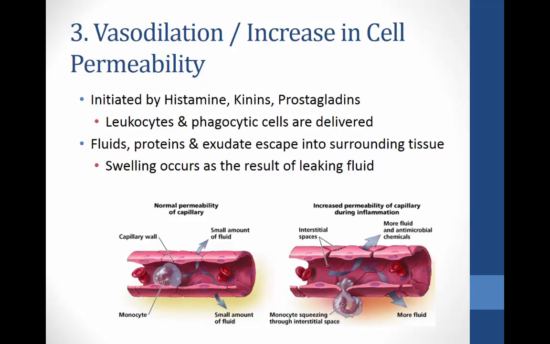Vasodilation and increase in cell permeability is initiated by histamine, the kinins, especially bradykinin, and the prostaglandins. During this phase, leukocytes and phagocytic cells are delivered to the area of damage. At the same time, fluids, proteins, and exudate escape into surrounding tissues, which results in swelling from the leaking fluid.